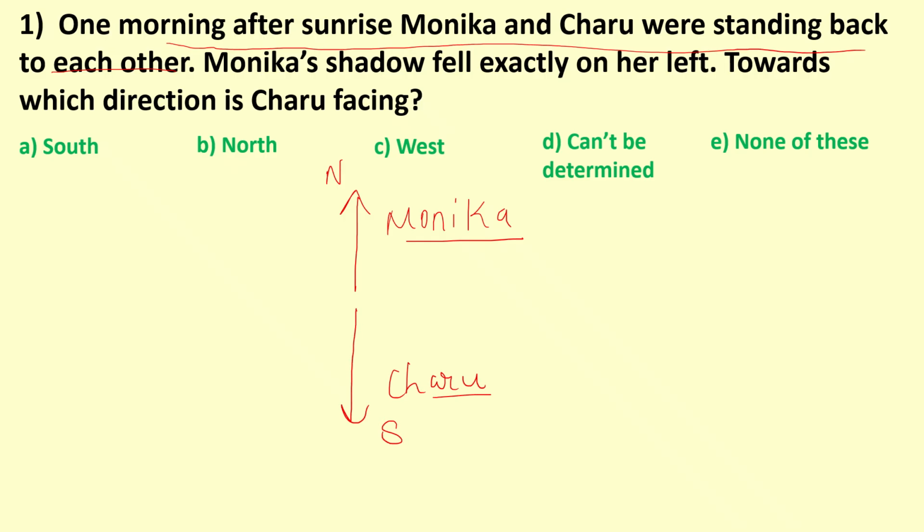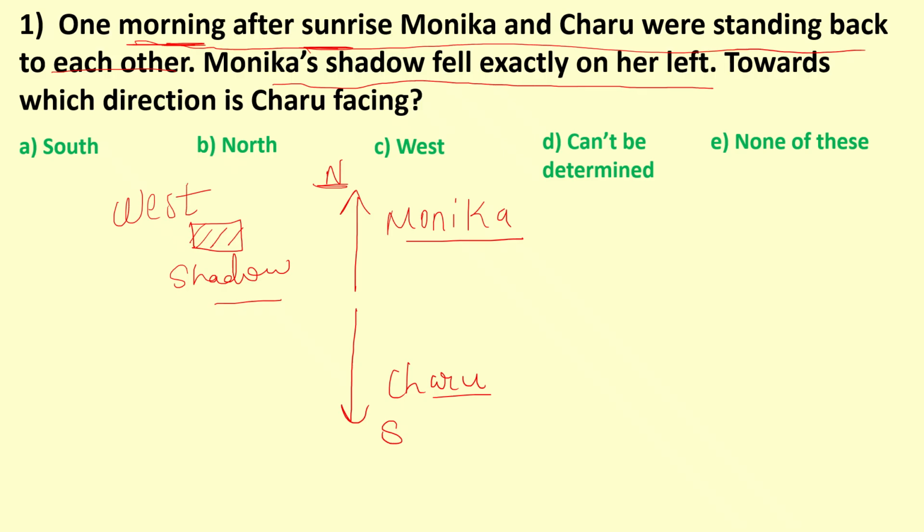Monica's shadow fell exactly on her left. So if this is north, left means this side, so her shadow is here. Now once you draw the shadow, just check the timing. They have said morning and sunrise. So during morning or during sunrise, where does the shadow fall? It is at the west. So this is your west.